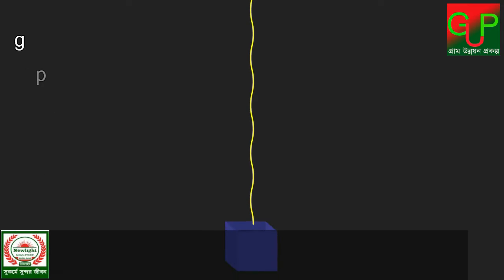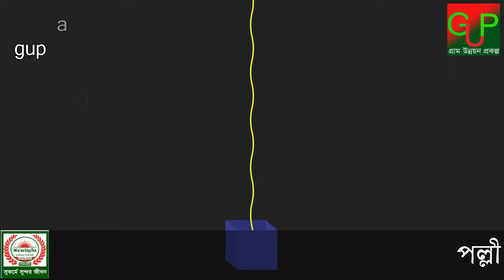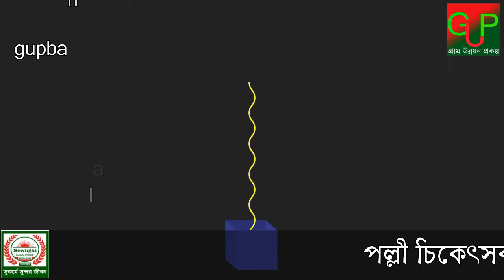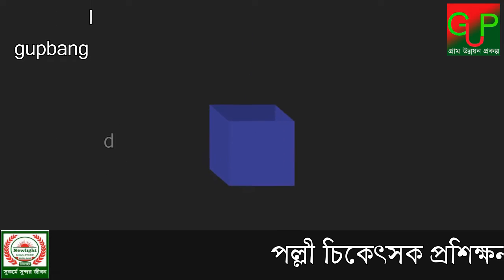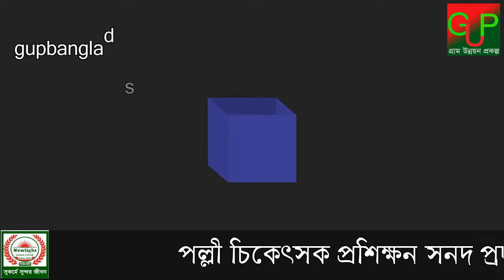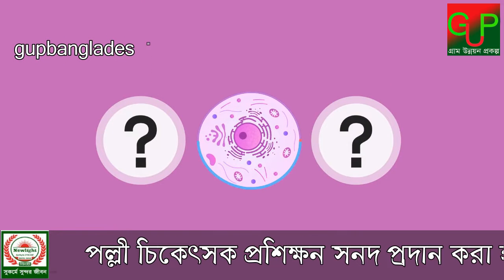We are asked to fit a thread of 1 meter in this small box. It will be easy if we simply coil the thread and place it inside. Did you know that a similar approach is taken by our cells? Let's see how.